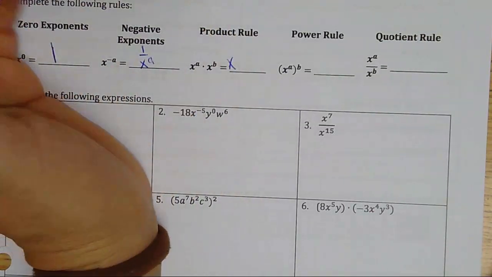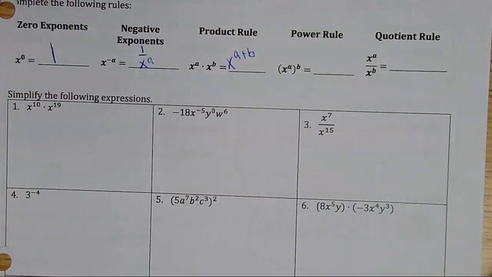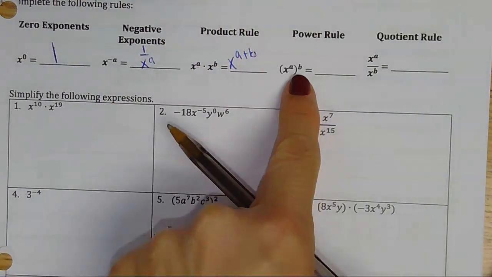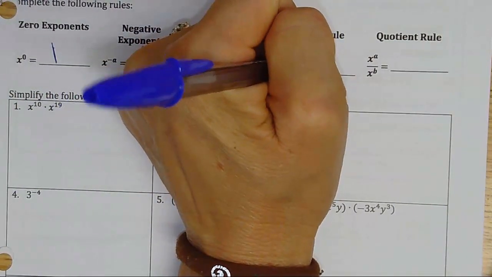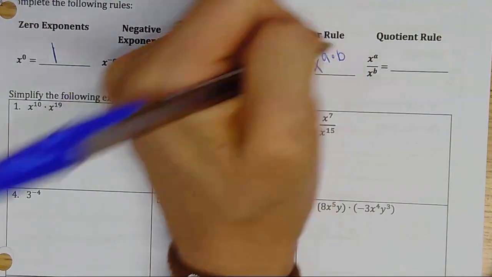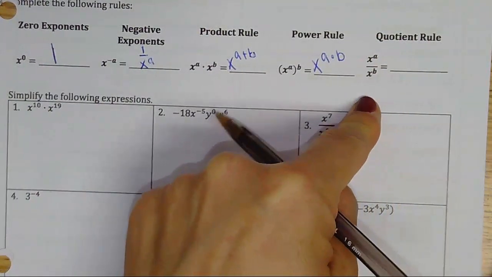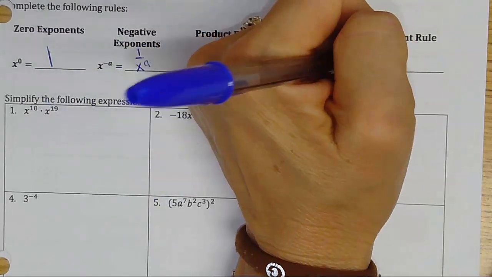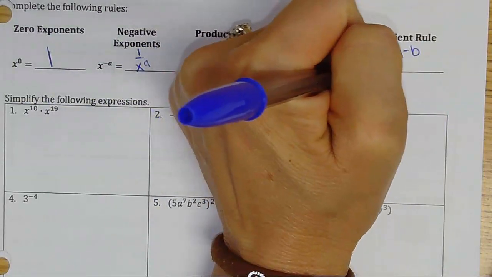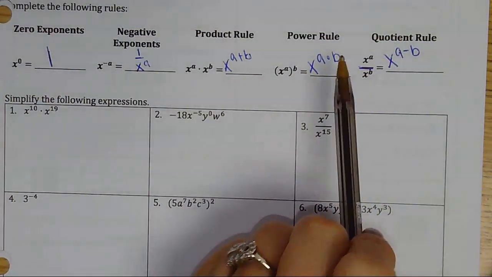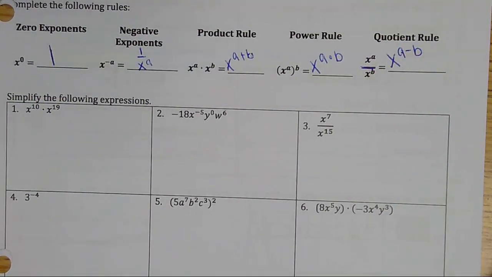The product rule is going to be you will add your exponents, so x to the a plus b. Power rule, when it's raised to another power, you're going to actually multiply a times b. And when it's written as a fraction, or a division, you're going to think you need to subtract. I sometimes say, think of this as a giant subtraction sign, the dividend. So x to the a minus b.